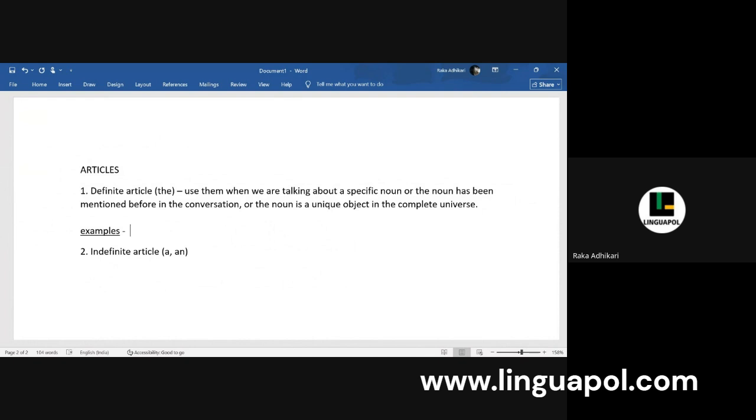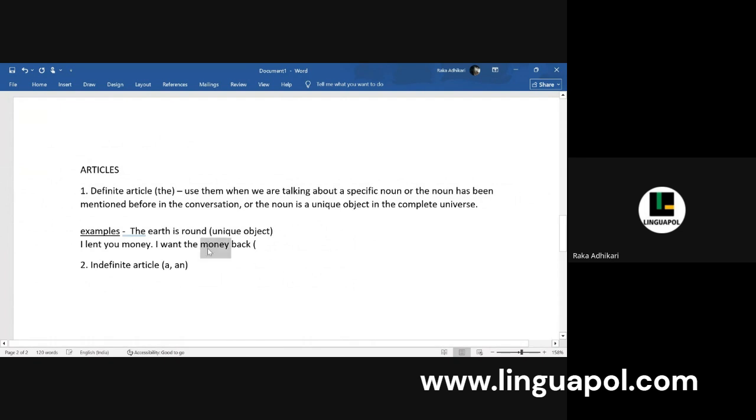For example, if I say the earth is round. So if I say the earth is round, then we are talking about an object that is only one in the whole universe. We have only one earth. So this is an example of a unique object. Next example, I lent you money. I want the money back. That means I am using an object. The money here has already been mentioned in the conversation before. I lent you money. I want the money back.